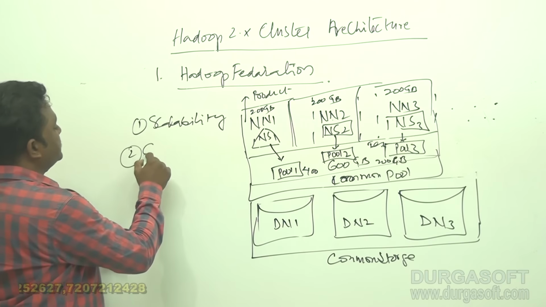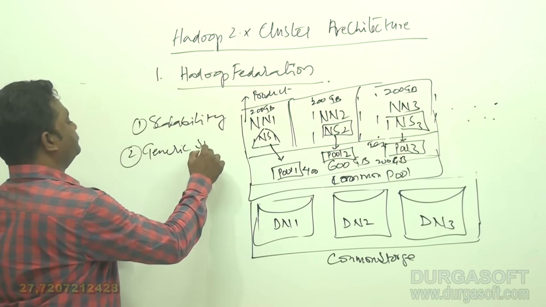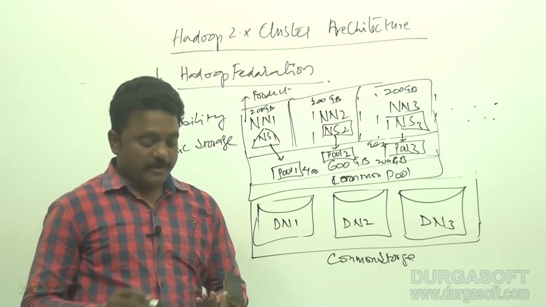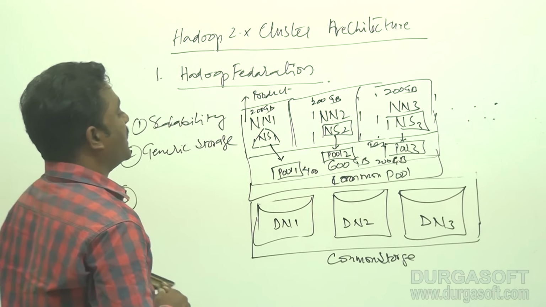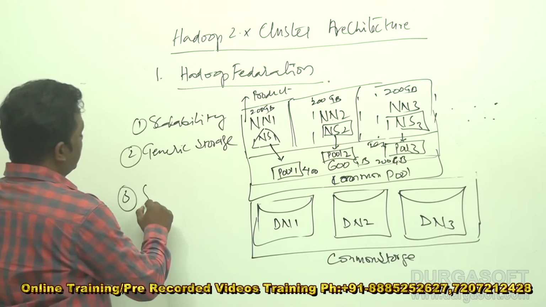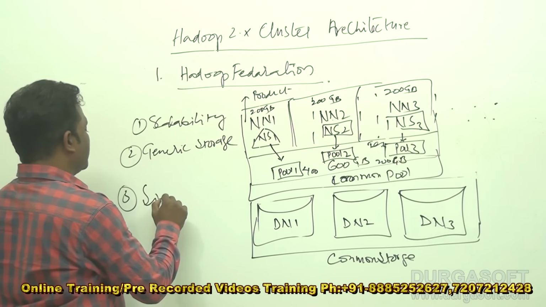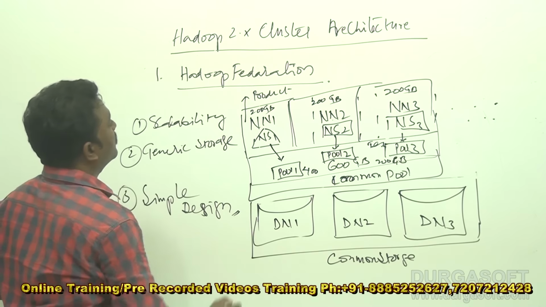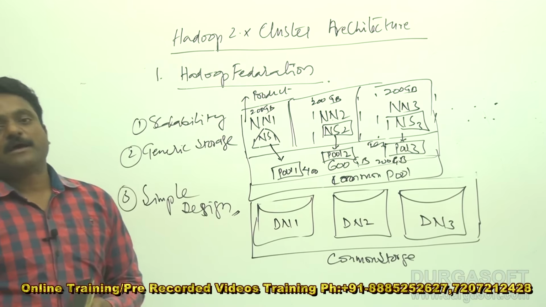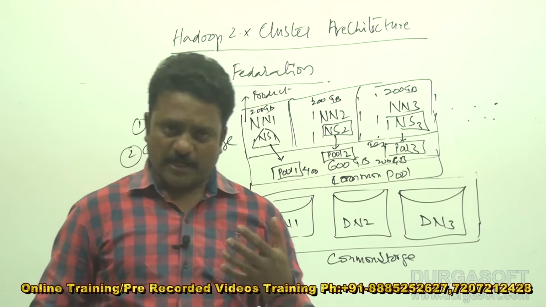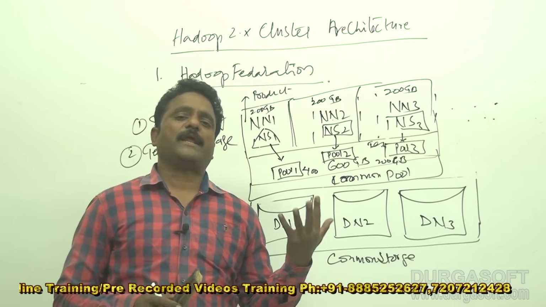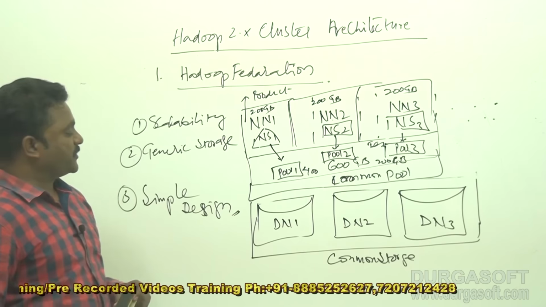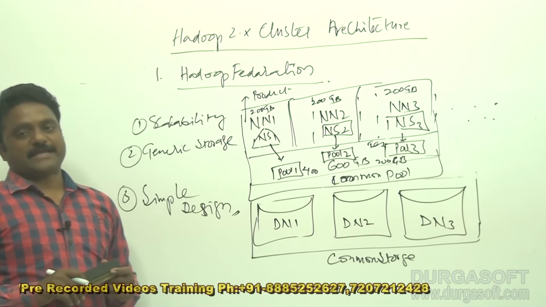Now the second thing is generic storage. That means this architecture opens the door for so many other new implementations, and design simplicity, or simple design. Now this is how Hadoop Federation can be explained in a single sentence. If you ask me what Hadoop Federation is, it is having more than one name node or namespace, which helps us with scalability, generic storage, and simple design.